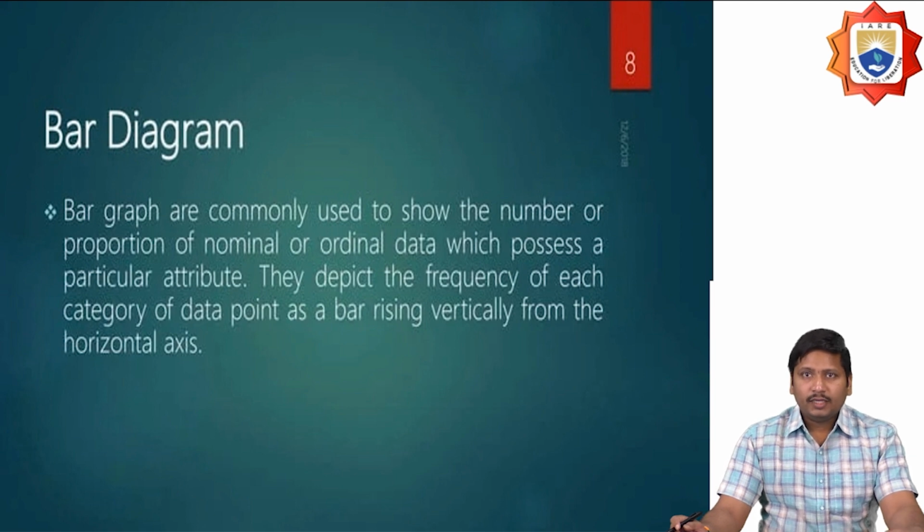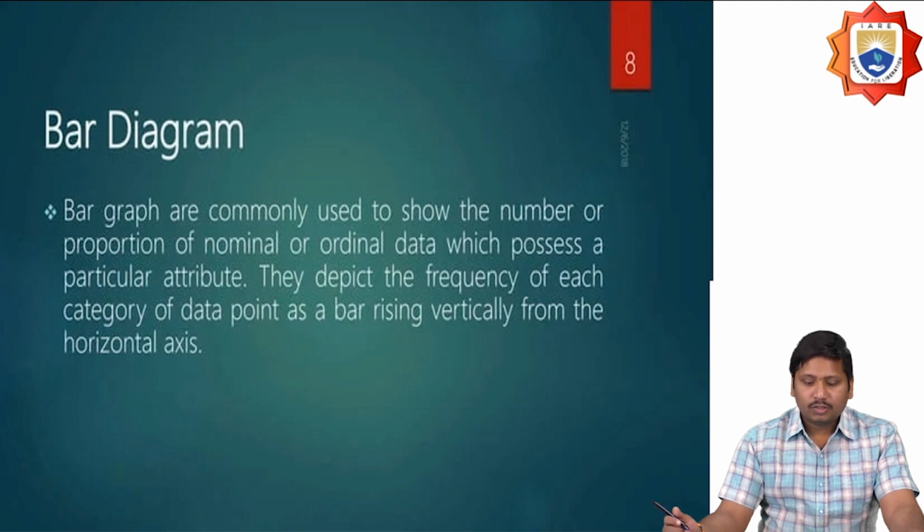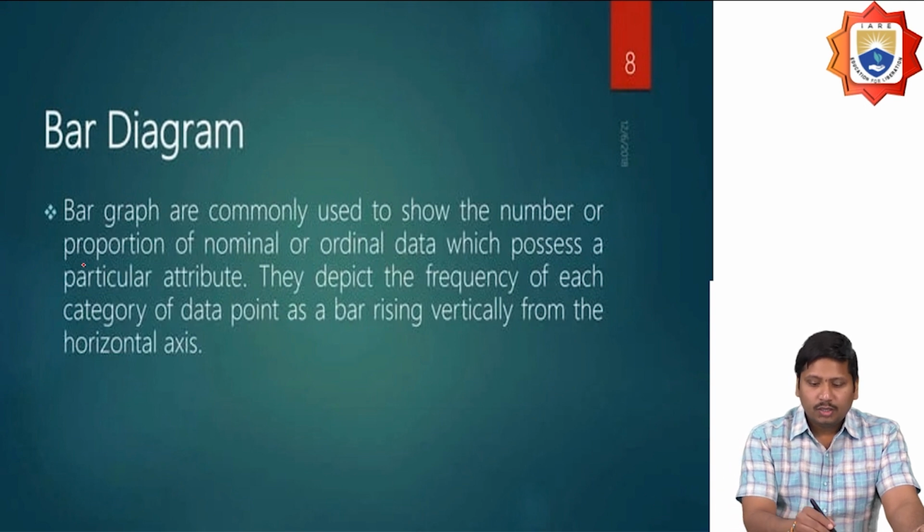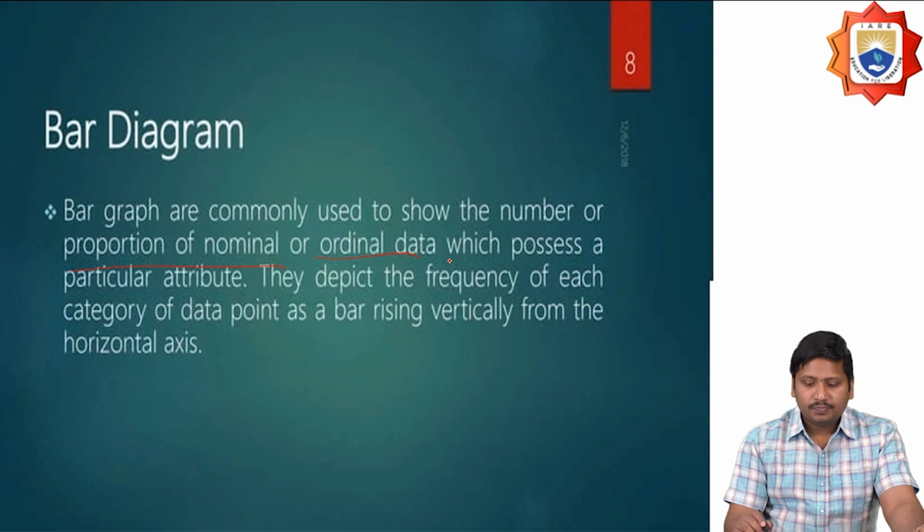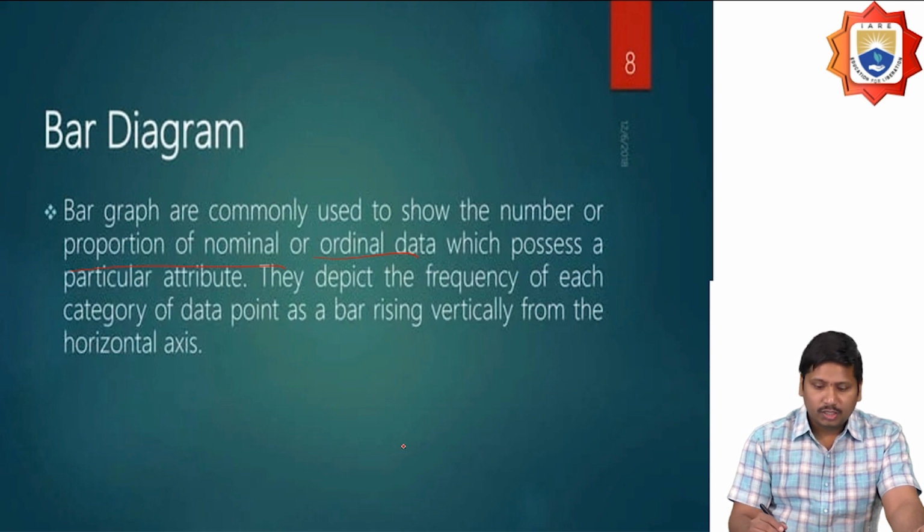The next one is the bar diagram. Here the bar diagram is commonly used to show the number or proportion of nominal and ordinal data which possess a particular attribute, and it can depict the frequency of each category of data as a bar rising vertically from the horizontal axis. So the bar graph is commonly used to show the proportion of nominal and ordinal data, and can depict the frequency of each category rising vertically from the horizontal axis.